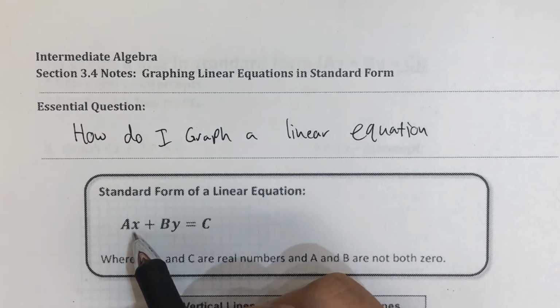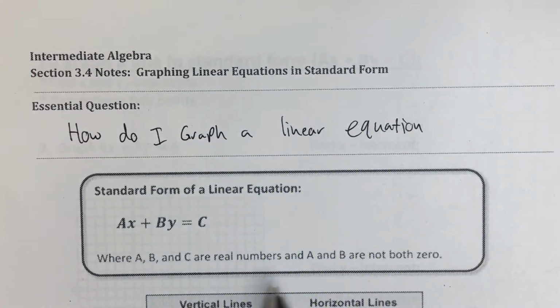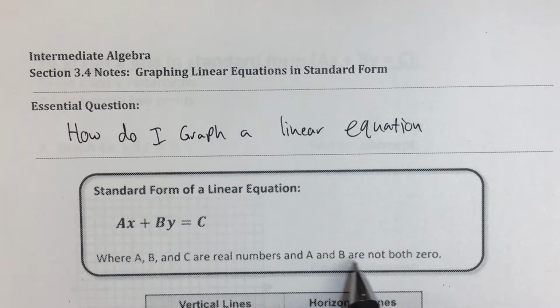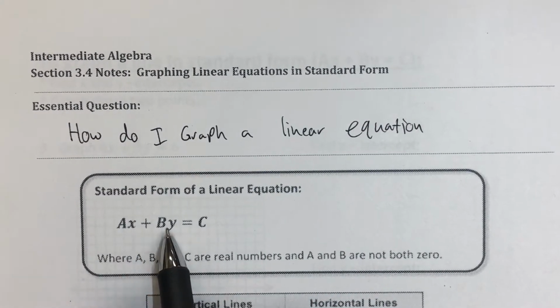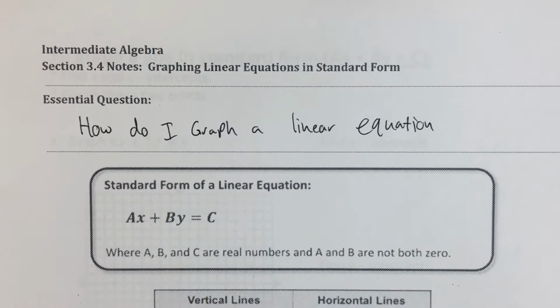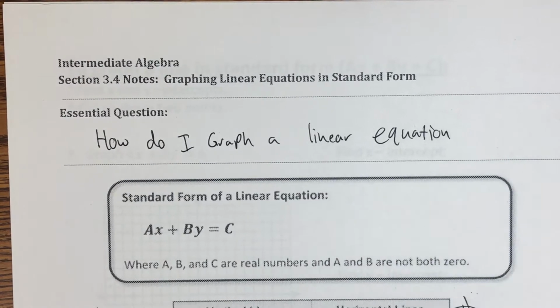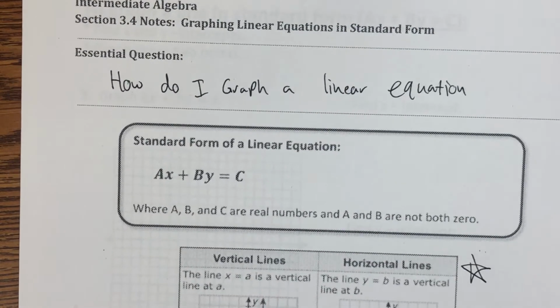So x is going to be a variable, y is going to be a variable, and a, b, and c are real numbers. And a and b both can't be 0, because if a and b were both 0, we would have no x, we'd have no y. So the first thing we're going to look at is graphing vertical lines and horizontal lines. Now this is commonly forgotten, yet it's fairly straightforward.